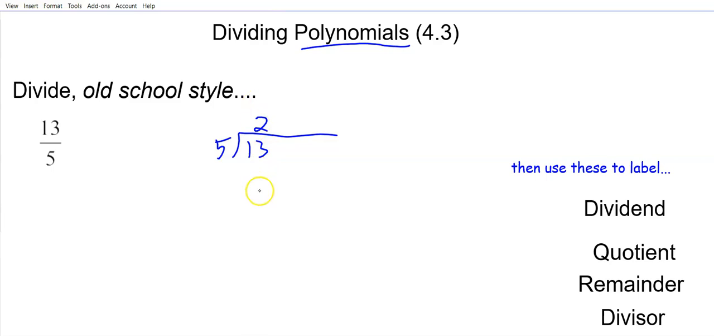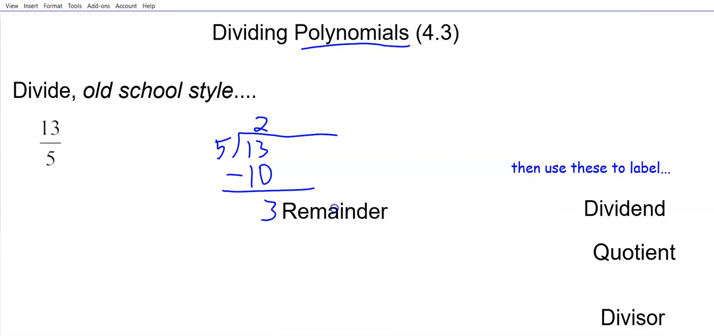Try to keep things organized, put it in the ones column there. So I get 10. Remember you always subtract this number, right? And in this case, you get 3. I don't know if you remember the days when we used to stop. I know we could keep going with a decimal, but that 3 was called the remainder. We just kind of stop there.